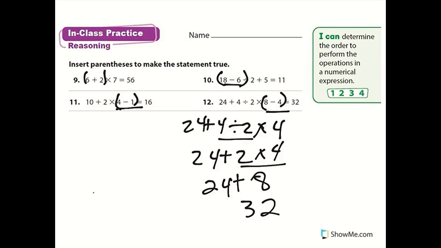Got a math dad joke for you. Why did the obtuse angle go to the beach? You'd have to know what an obtuse angle is. You'll know later. But why did the obtuse angle go to the beach? It was over 90 degrees. Obtuse angles are over 90 degrees. Alright, moving along.